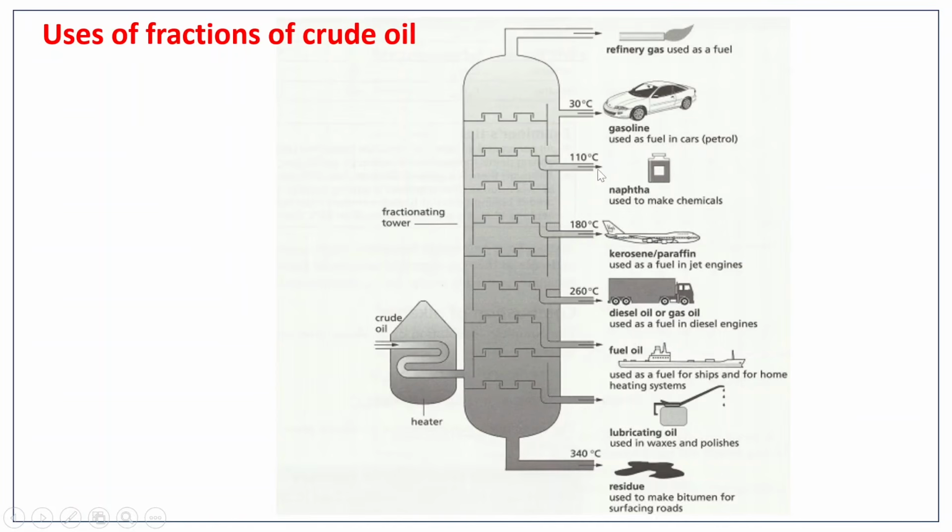Then the third one produced here is known as naphtha. Naphtha is used to make chemicals. It is actually used as a chemical feedstock for making other industrial materials such as plastics. Then the fourth material produced here is kerosene or paraffin, which is used as fuel in jet engines. When you hear about jet fuel, we are talking about kerosene and paraffin.